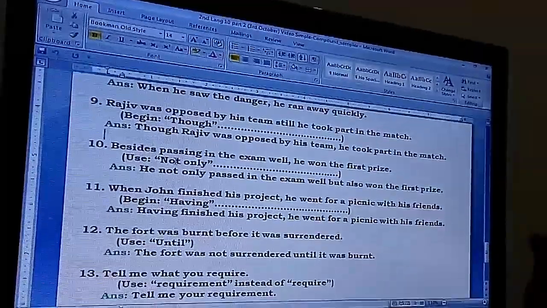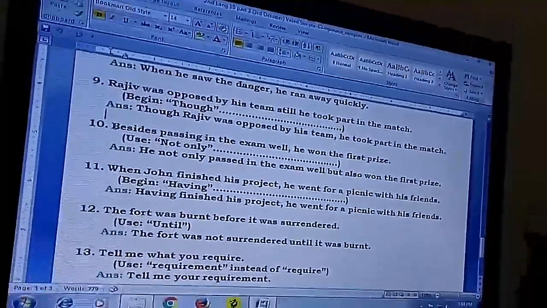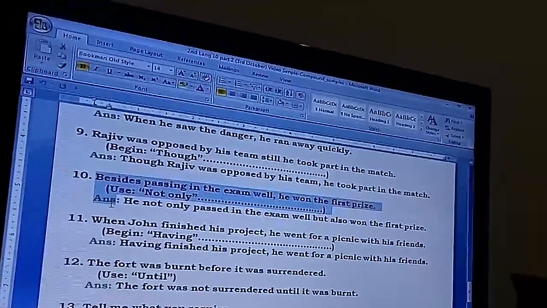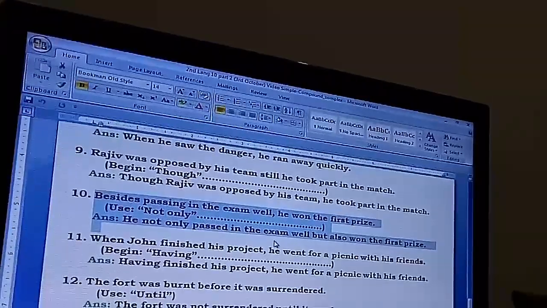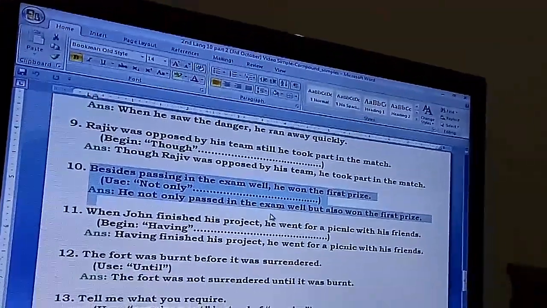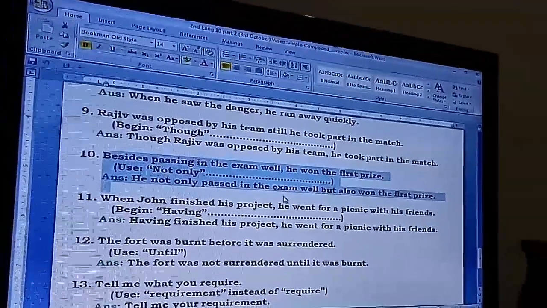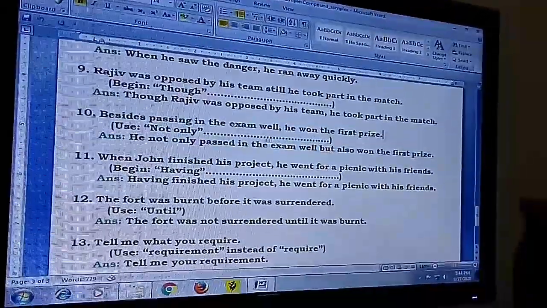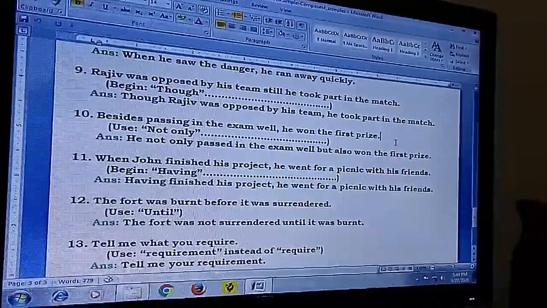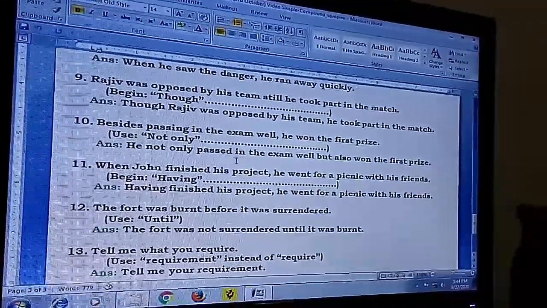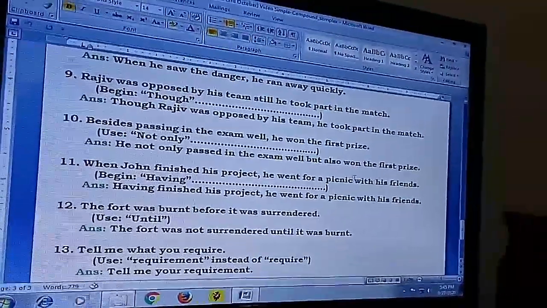Number 10, besides passing in the exam well, he won the first prize. Ladies and gentlemen, boys and girls, this is a very, very important sentence. Out of this 12 marks question, one question may always be like this, using besides. Some people are good in 2 things, 3 things. So you have to use the sentence beginning with besides. Besides passing in the exam well, he won the first prize. So he not only passed in the exam well, but also won the first prize.